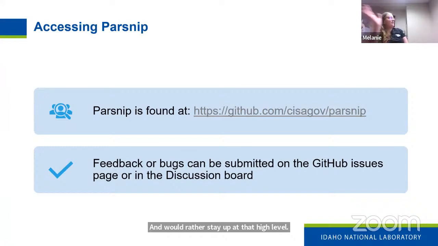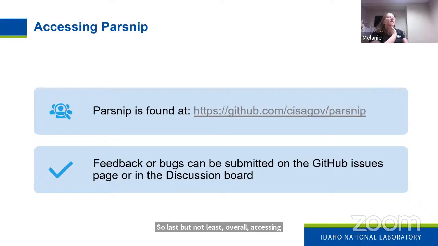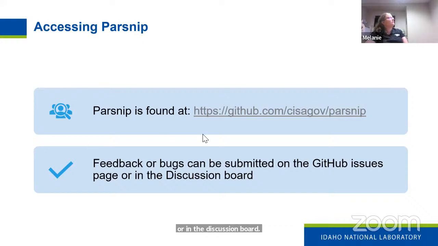So last but not least, overall, accessing Parsnip. I mentioned earlier, but Parsnip is found at github.com/cisagov/parsnip. And feedback or bugs can be submitted either on the GitHub issues page or in the discussion board. And that is Parsnip.